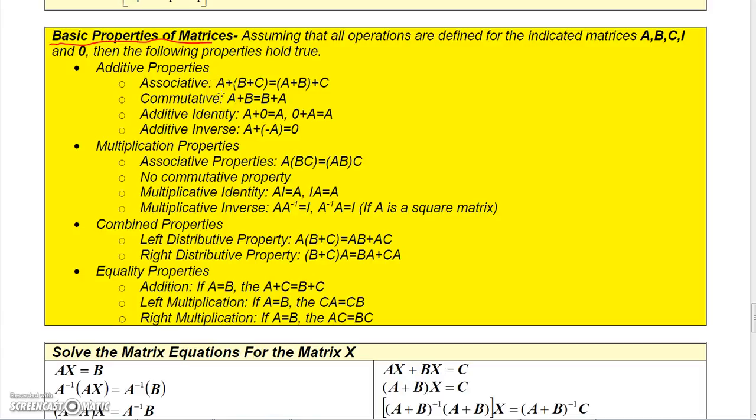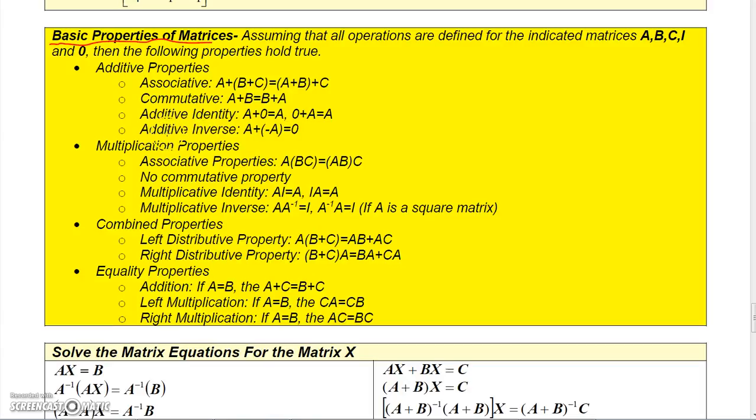You have the associative property that basically says if you're going to add three matrices together, then you can add in any order. You can add the first two, and then add the last one, or you can add the last two, then add the first one. There's also a commutative property of addition. So A plus B always equals B plus A.